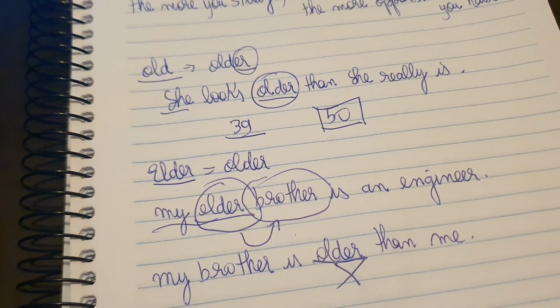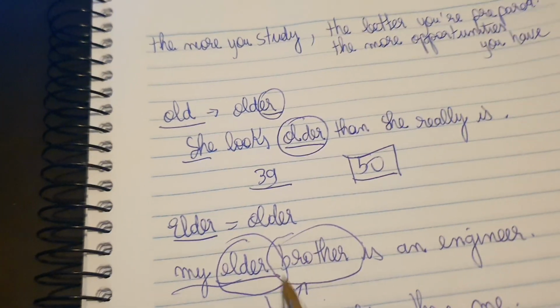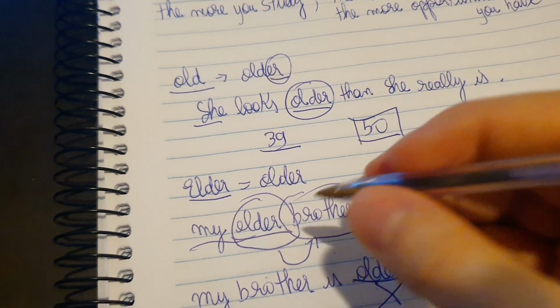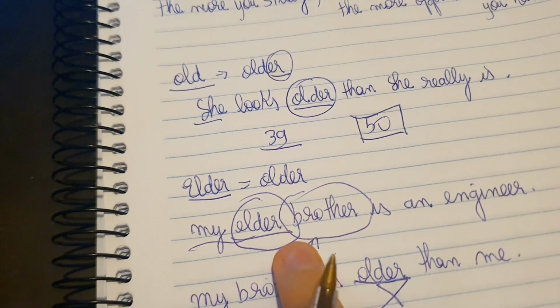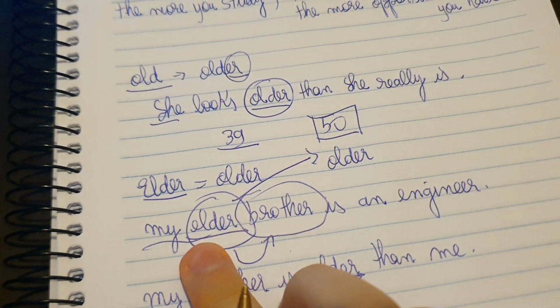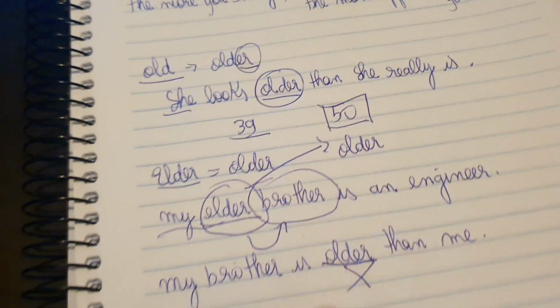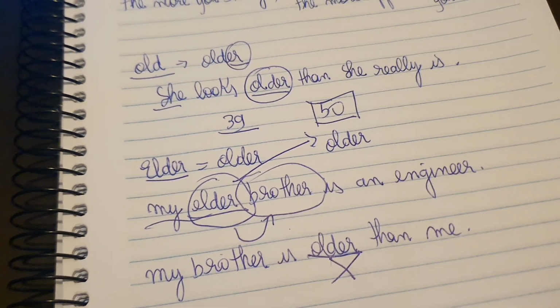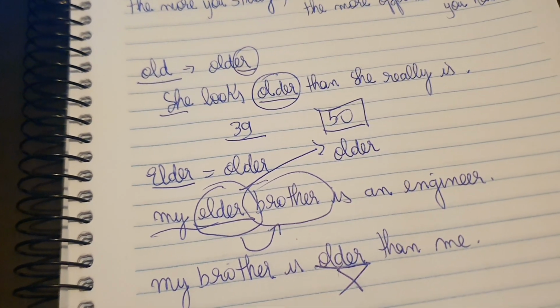Okay. But right here, you can say my elder brother is an engineer, or you can say my older brother. Okay, here I can replace elder with older, but here I can't. I can't say my brother is elder. No, it's wrong.